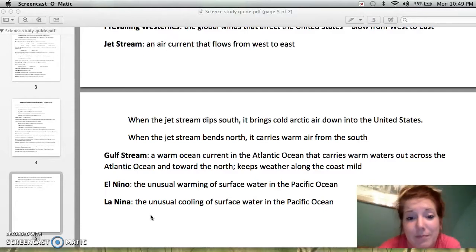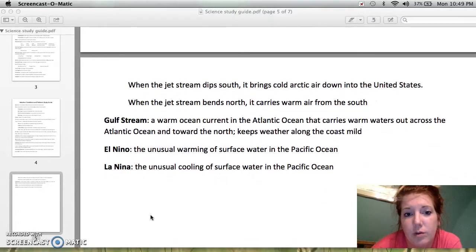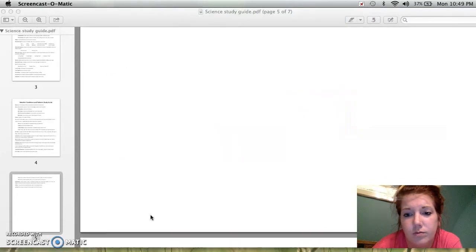The change in climate. So El Nino will make it warmer, and La Nina will make it cooler.